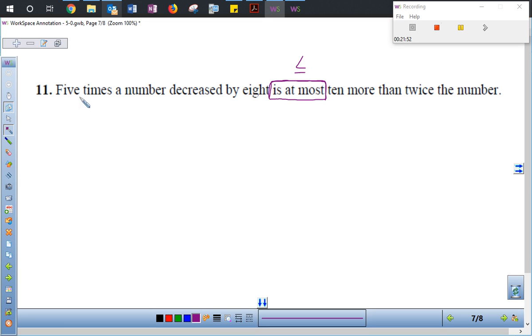Now on the left side, I have 5 times a number, so that's going to be 5x, decreased by minus 8. It's less than or equal to 10 more than, so remember more than means it goes at the end, so plus 10, twice the number. Now twice the number means we're multiplying that number by 2. So you should have 5x minus 8 is less than or equal to 2x plus 10.